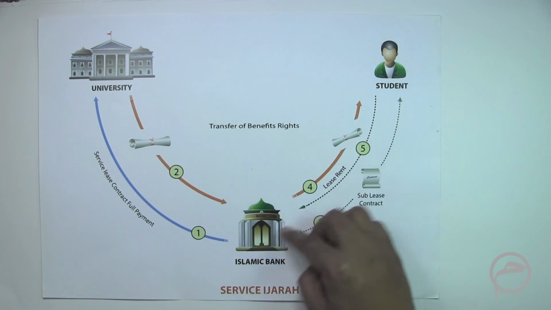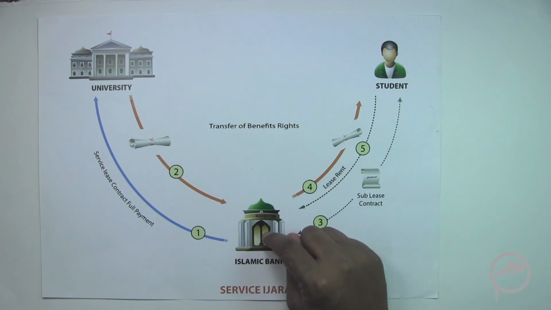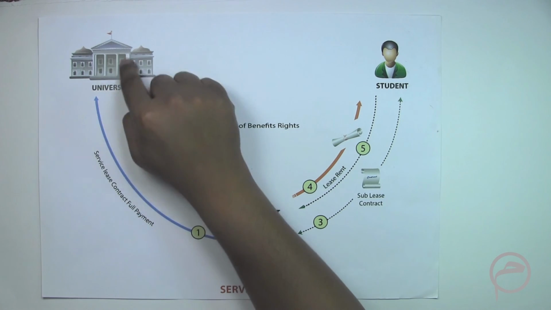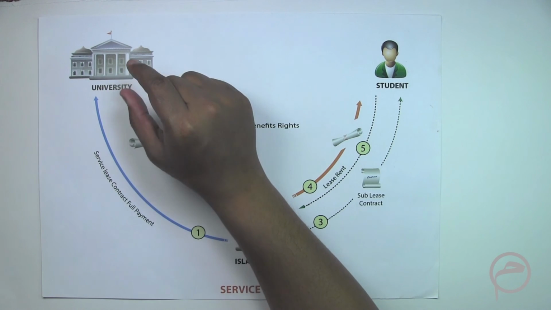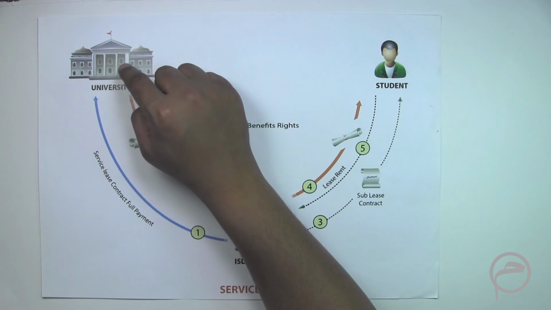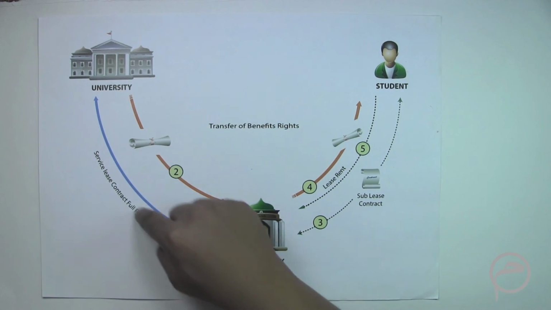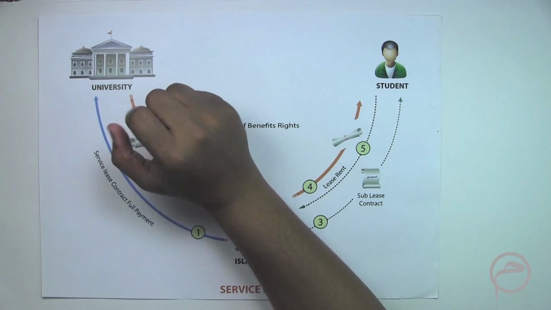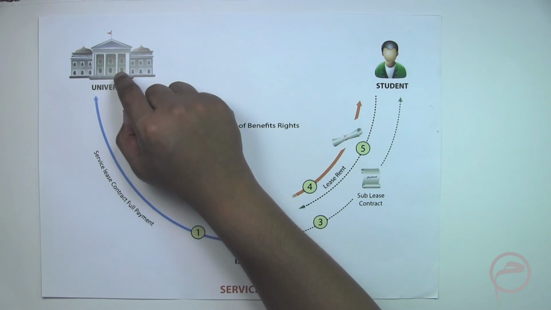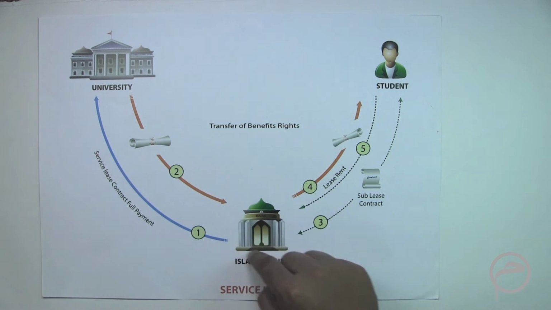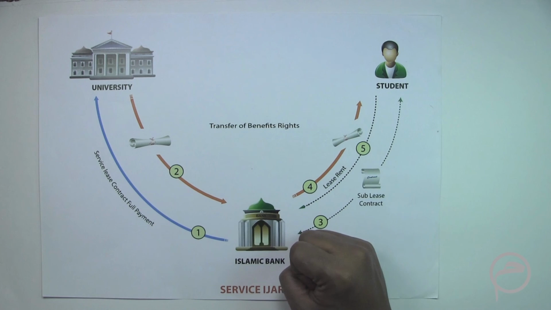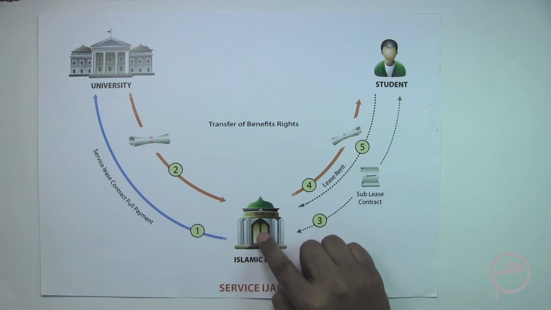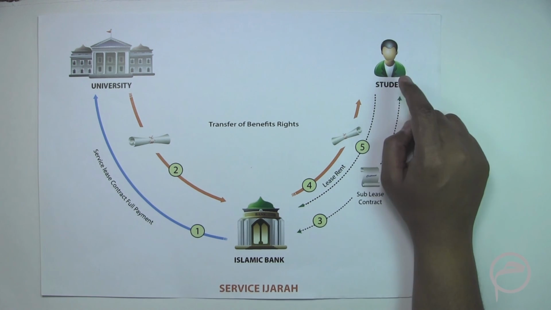So the student approaches an Islamic bank, and the Islamic bank in turn approaches the university. The Islamic bank hires these services from the university for a period of 4 years in relation to the engineering course. So the whole cost of that course, if it is $100, the Islamic bank will pay $100 to the university, and the Islamic bank hires or purchases those services which are provided by the university over a period of 4 years in relation to the engineering program. Now once the Islamic bank becomes owner of those services, it will in turn sublease those services to the student through a service ijara agreement.